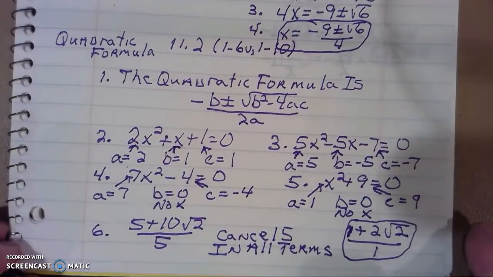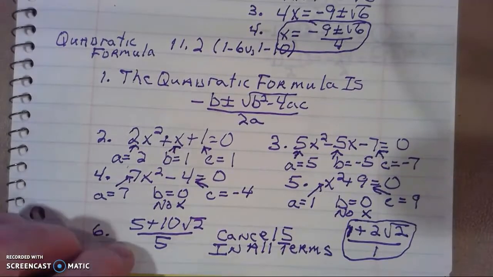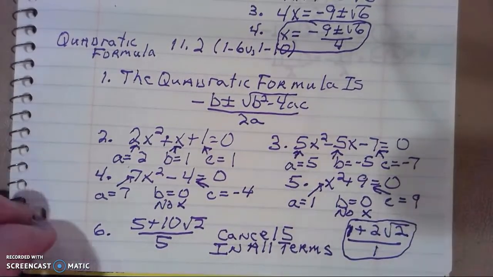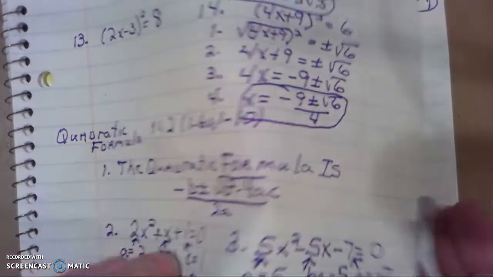Then number 6, when you're simplifying a fraction like this with 2 parts on top and 1 on the bottom, that number that goes into the bottom must go into every term on top. 5 goes into 5 on top, 5 goes into 10 on top, and 5 goes into 5 on the bottom. That's the only way you can reduce. 1 plus 2 radical 2. Then we start using that formula, the quadratic formula.